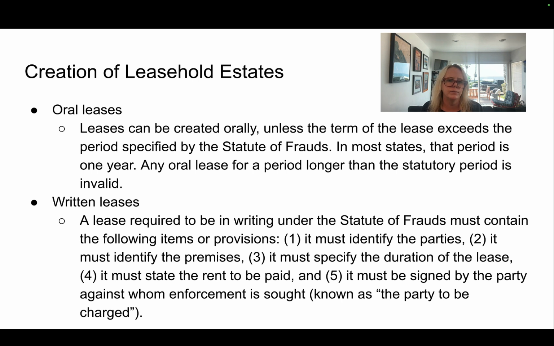A lease required under the statute of frauds has to contain the identification of the parties. It has to identify the premises where it is, specify the duration of the lease, either 1 year, 6 months, month to month, whatever it might be, state the rent that has to be paid, and has to be signed by the party against whom enforcement is sought, typically the party to be charged. Ideally, with a written lease, you want a signature from both the landlord and the tenant.